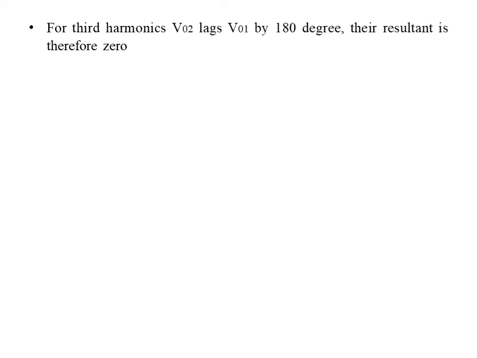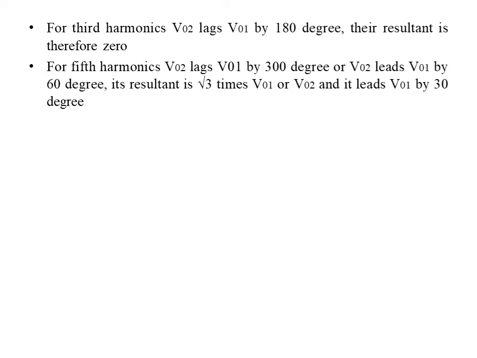For third harmonics, the voltage V02 lags V01 by 180 degrees as shown in figure B. Then the resultant is therefore 0. For fifth order harmonics, V02 lags V01 by 300 degrees, or V02 leads V01 by 60 degrees. Its resultant is root 3 times V01 or V02, and it leads V01 by 30 degrees.